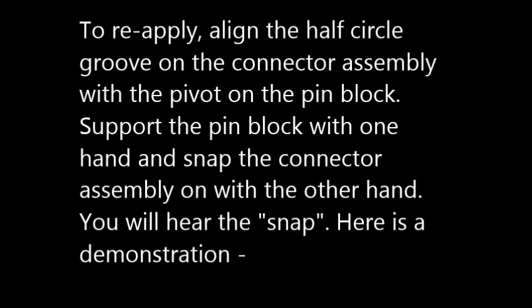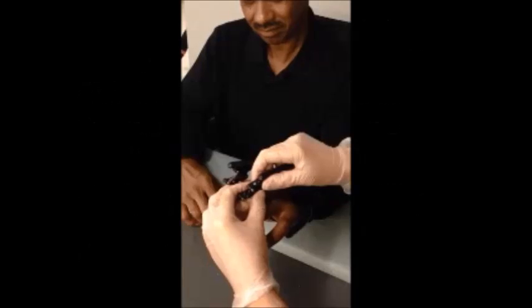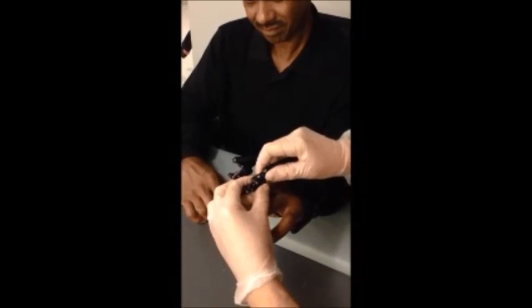To reapply, align the half circle groove on the connector assembly with the pivot on the pin block. Support the pin block with one hand and snap the connector assembly on with the other hand. You will hear the snap. Here is a demonstration. I'm moving the connector assembly clockwise. Nothing happens. Counterclockwise, off.